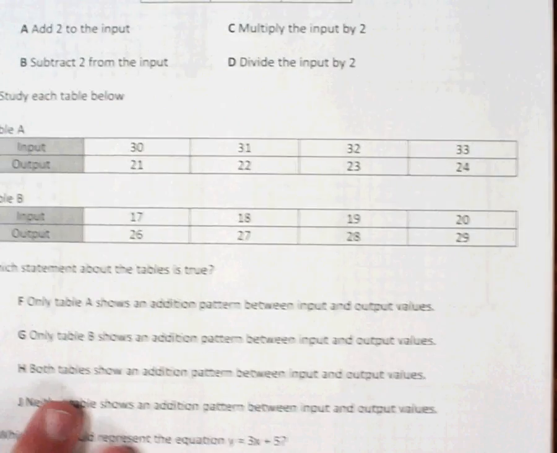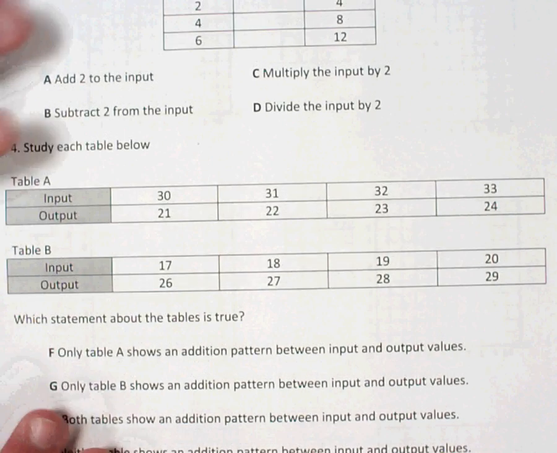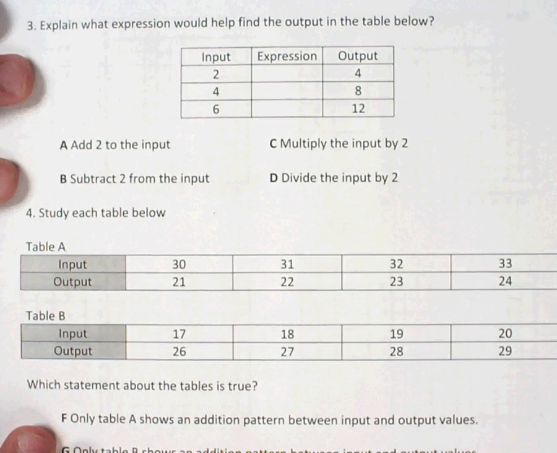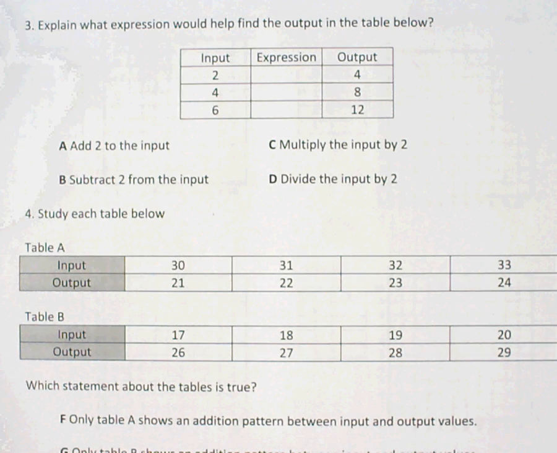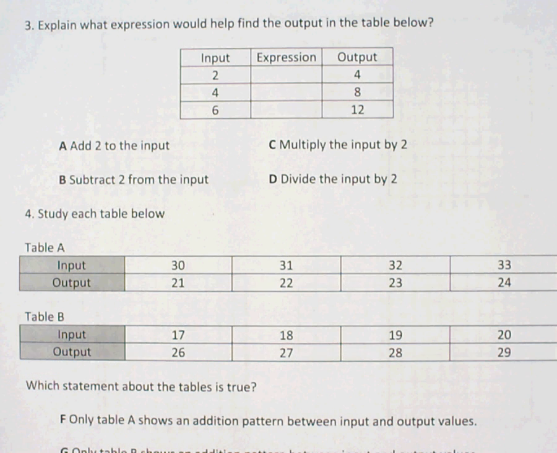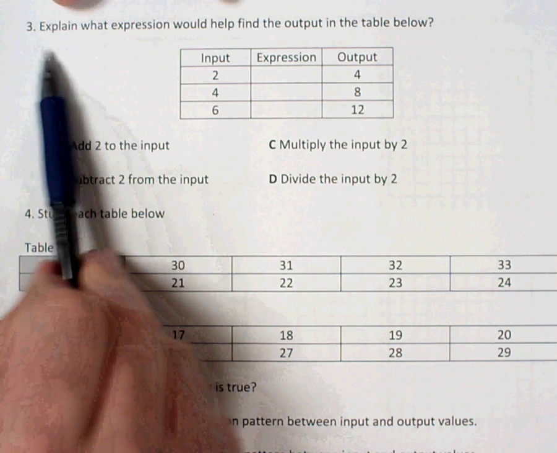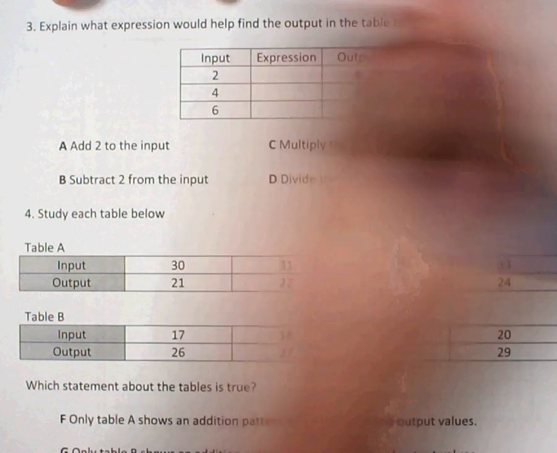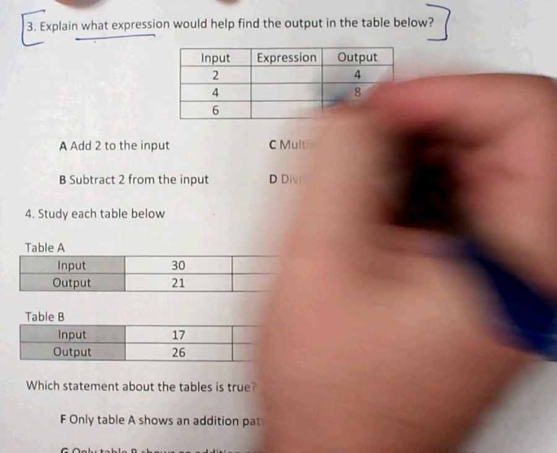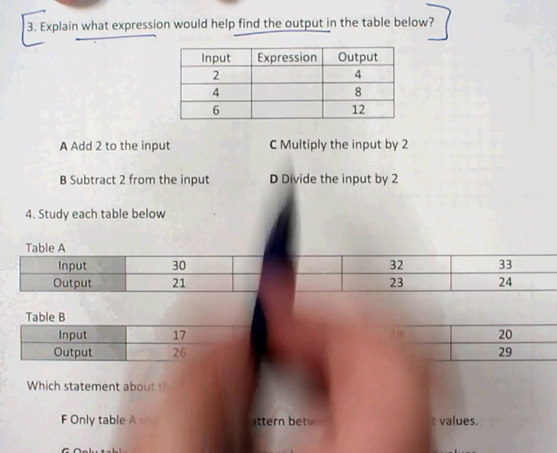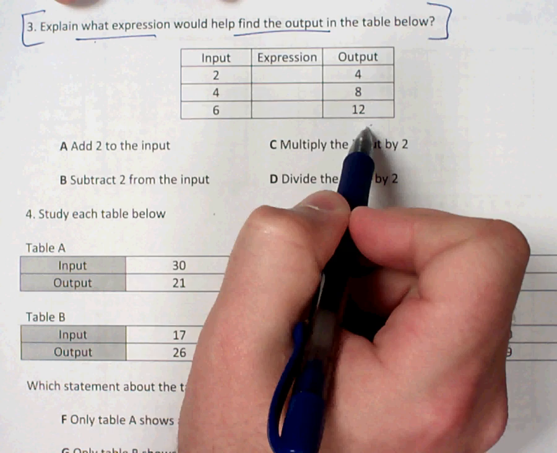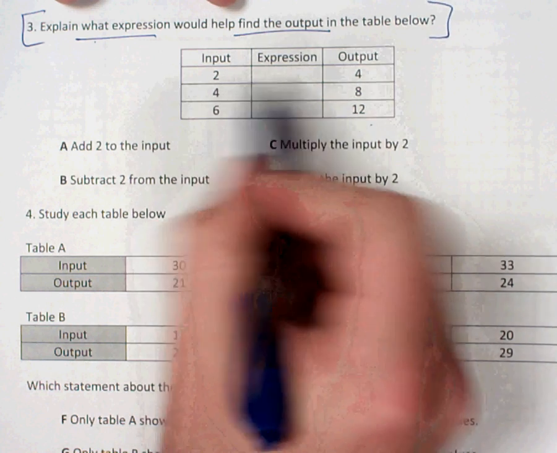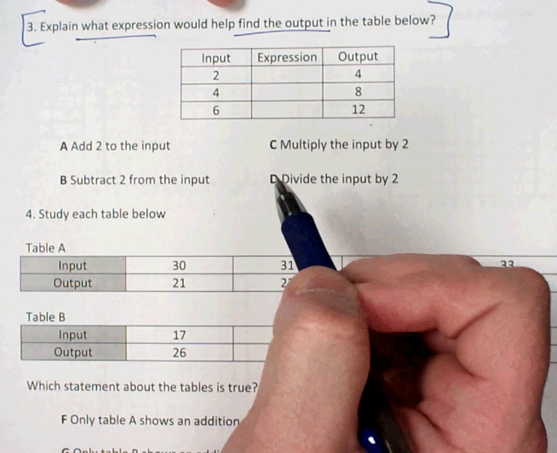All right. Now another type of question that you'll get, and you're not usually asked to come up with an equation for it or to write an actual rule, but you're just kind of looking at an input-output table and then decoding what's happening. So in this one, explain what expression would help find the output of the table below. So we're given the input and the output. We have to figure out what's happening from here to here, and that really becomes our expression.